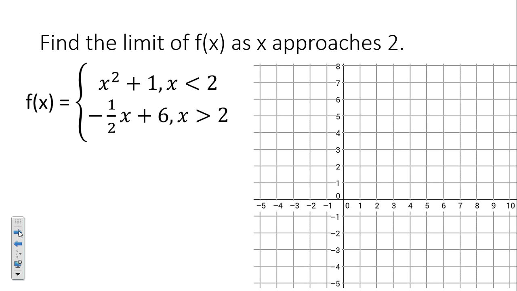Okay, so let's try this one. Piecewise function. f of x is equal to x squared plus 1 when x is smaller than 2. And f of x is equal to negative 1/2 x plus 6 when x is greater than 2. Okay? So let's think about what our table of values would look like.